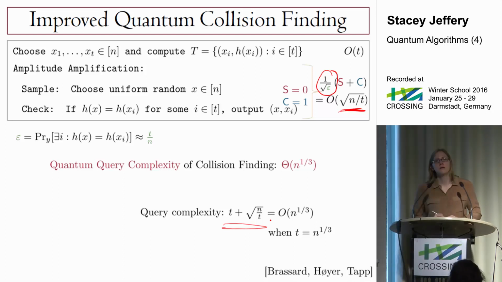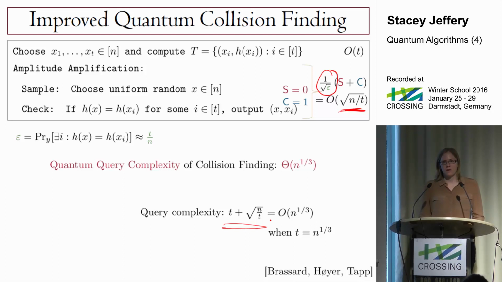Yeah? Classically, there are better algorithms like Pollard rho, where you try to find a period by hashing several times, then you lose this factor t in the beginning. That's right. Okay, so the question is that classically there are better algorithms like you mentioned, Pollard rho.